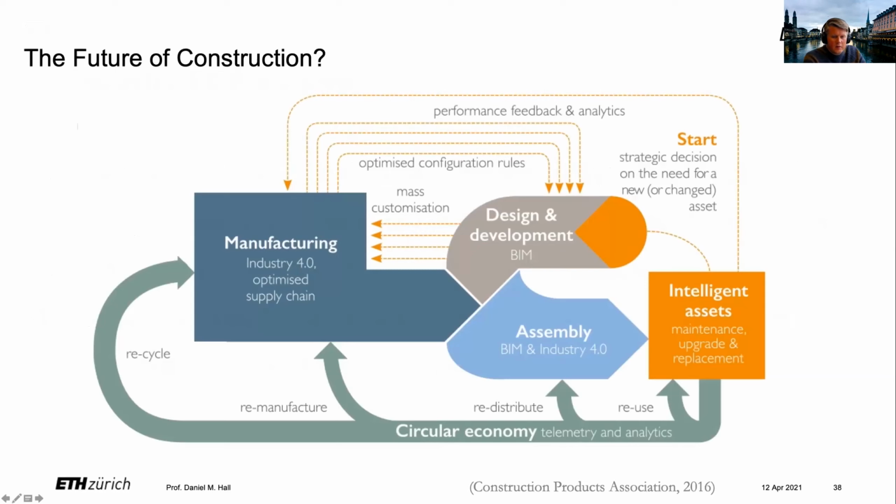Then we go into the assembly stage, and we use BIM as an assembly guide. And eventually we have these intelligent assets, which have smart interconnected sensors that can tell us about their current status, their maintenance, their need to be upgraded. And we can then engage with things like circular economy for reuse, redistribution, remanufacturing, and recycling. So this is kind of one feedback loop that I've seen proposed that I really like, which I think could be a way that we see the future of the built environment go.